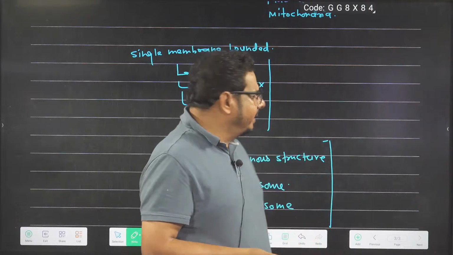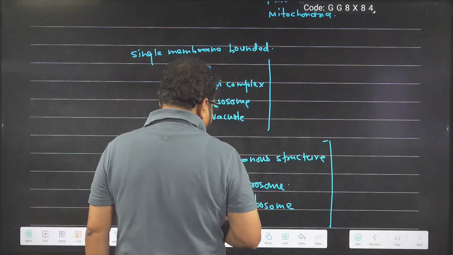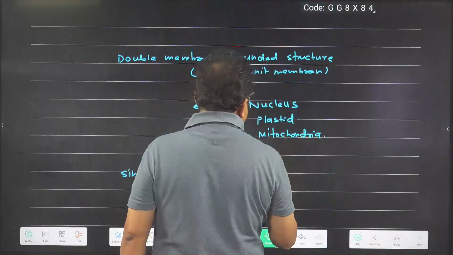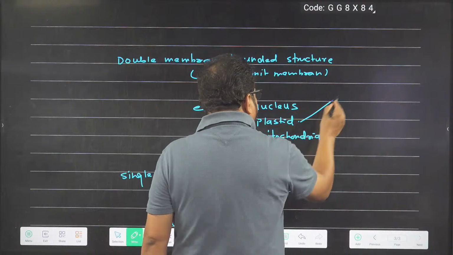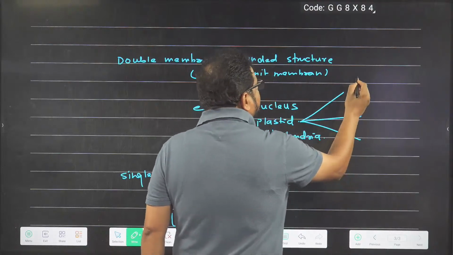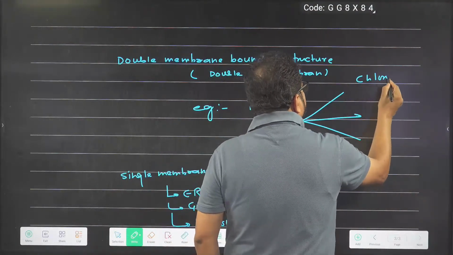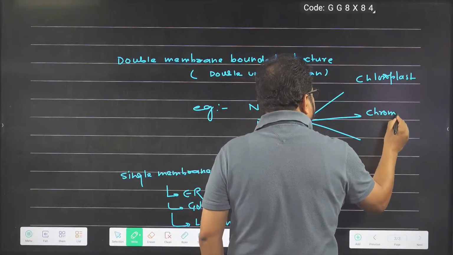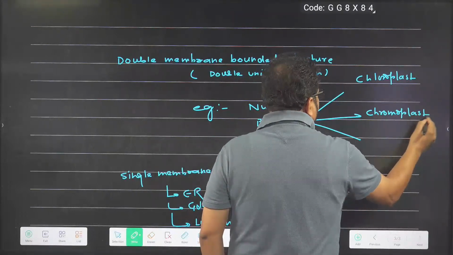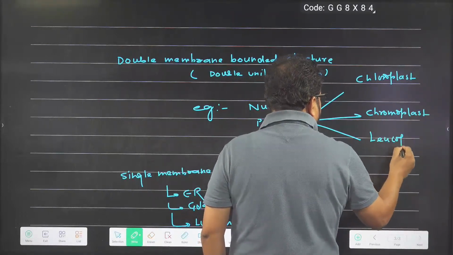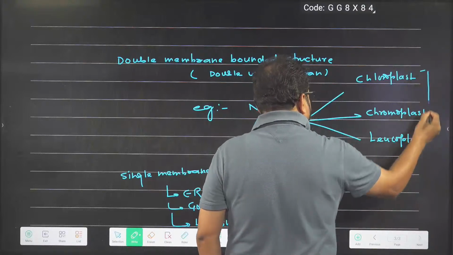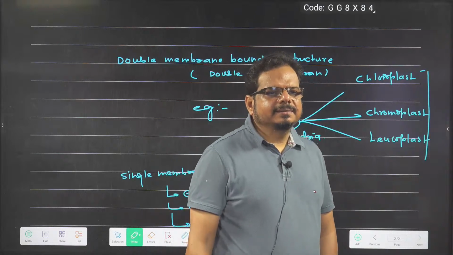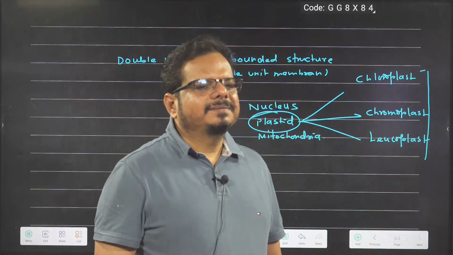Now you will make a mistake. Your students are writing chloroplast. Chloroplast I wrote in which one? Chloroplast is a type of plastid. Actually, I will teach you later. Plastid is of three types: chloroplast, chromoplast, and leucoplast. Got the idea? These are the types of plastid only. Chloroplast is a type of plastid. Clear? Done.